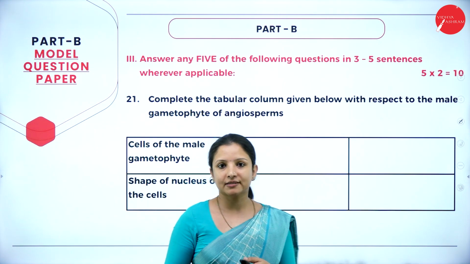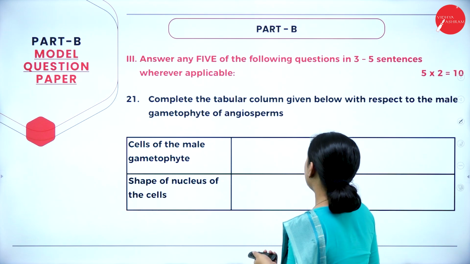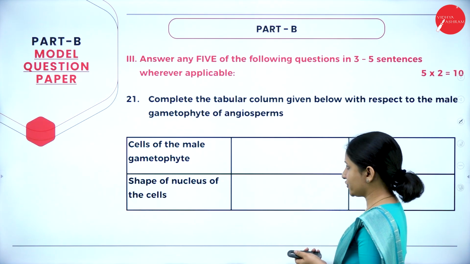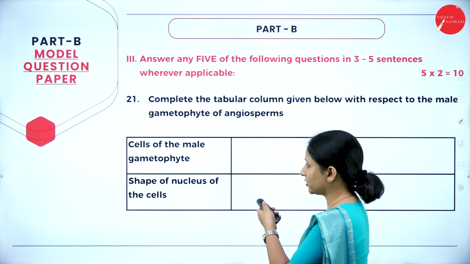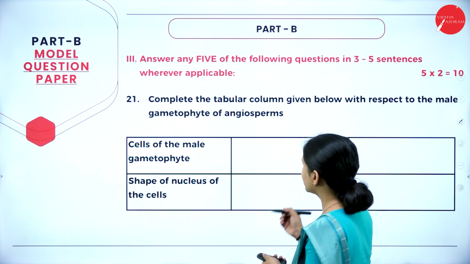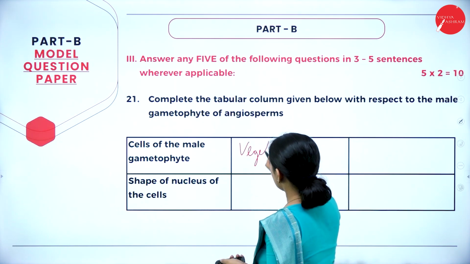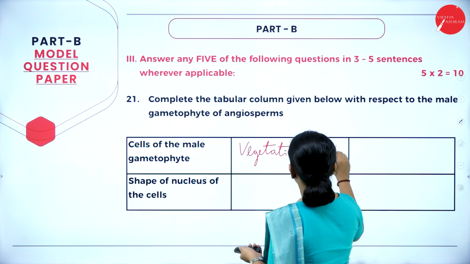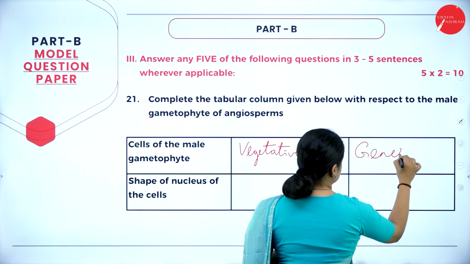Next, part B, that is third main, which is of 2 marks each. Here, complete the tabular column given below with respect to the male gametophyte of angiosperm. They have given the shape of the nucleus. So, cells of the male gametophyte. What are the cells of the male gametophyte? The larger one, that is the vegetative cell, and the smaller one, it is the generative cell.